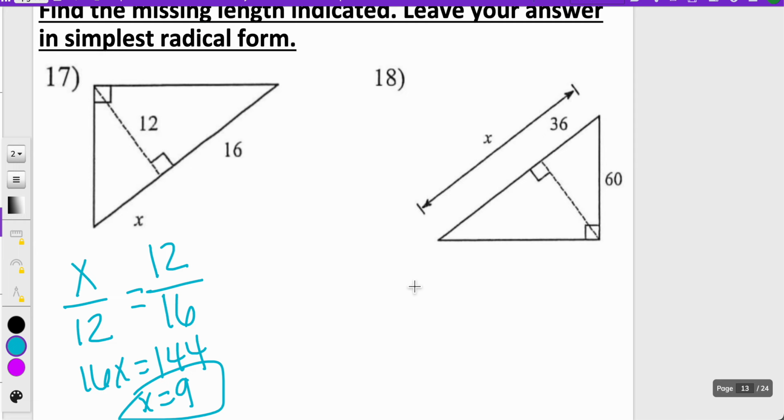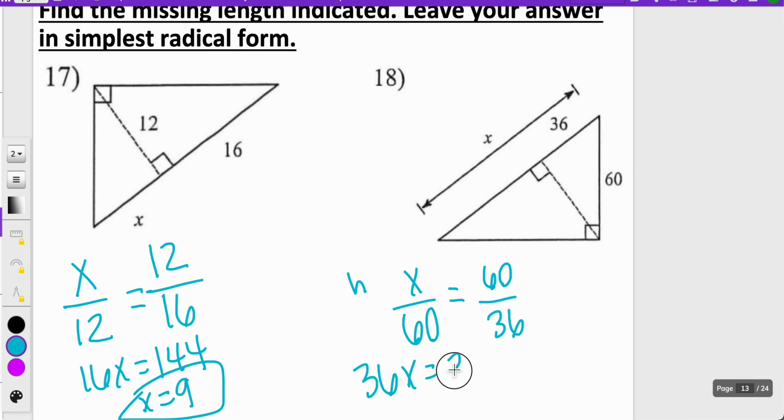And then for 18, maybe I start with comparing x to 60. So x and 60 are a part of my larger triangle. X was my hypotenuse, and 60 is showing that it's going to be a leg. So then for my smaller triangle, comparing hypotenuse, which would be 60, to leg 36, okay? So 36x is equal to 3600, so that means x is equal to 100.